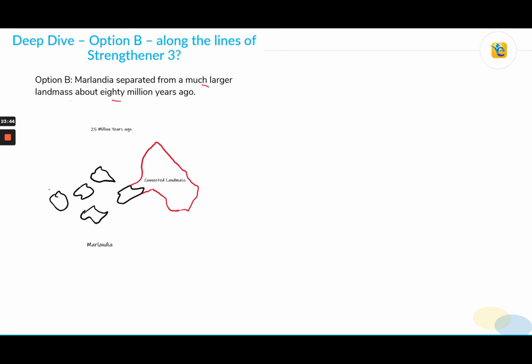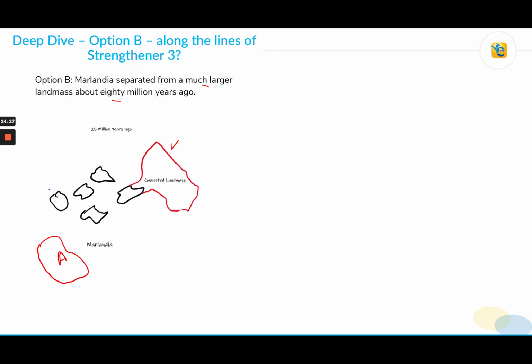If you fell for this, then you're making the mistake of jumping to an answer choice because it matches your pre-thinking somewhat. The problem with option B is, even though it explores the same idea of connected landmass, it is not written in a way to be a strengthener. Let me explain why. Let's talk about the situation 80 million years ago. Let's say Marlandia was connected to this particular large landmass. Let's call this A. What we know is 80 million years ago, Marlandia separated from A. So this is the bigger landmass which got separated 80 million years ago.